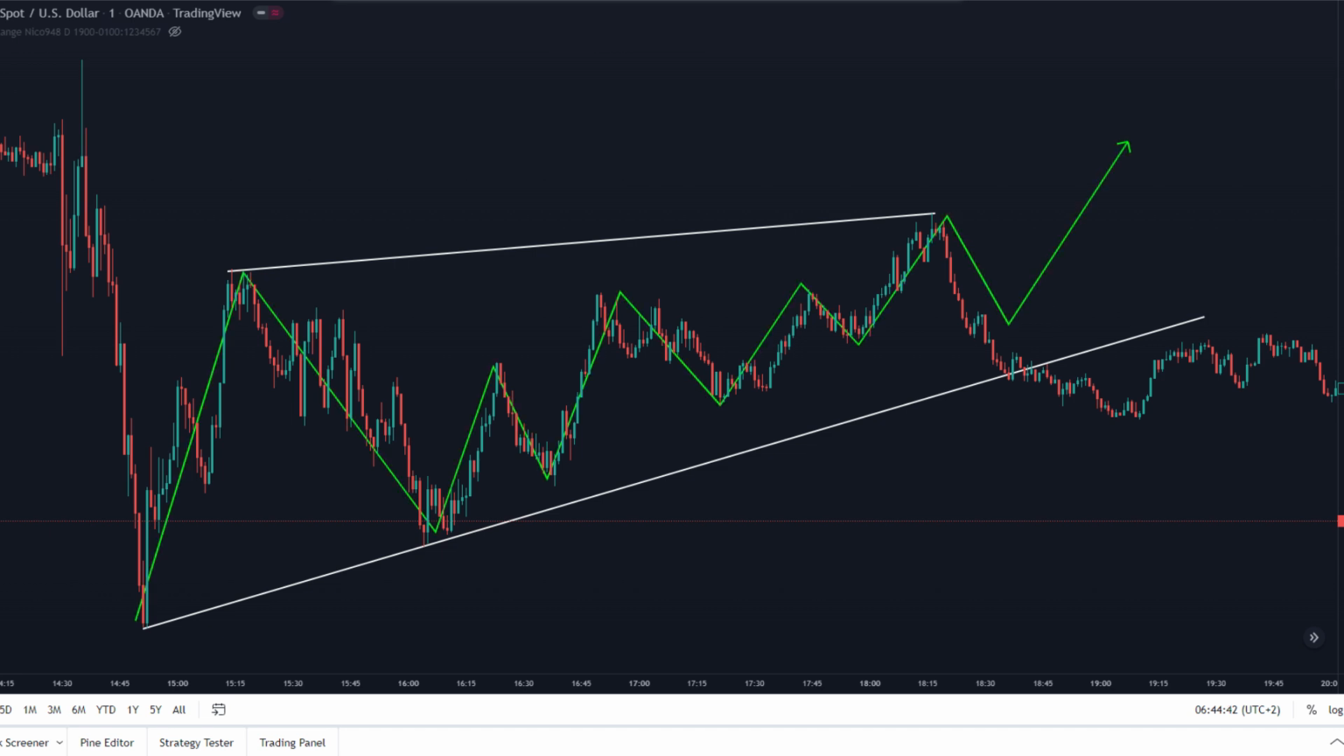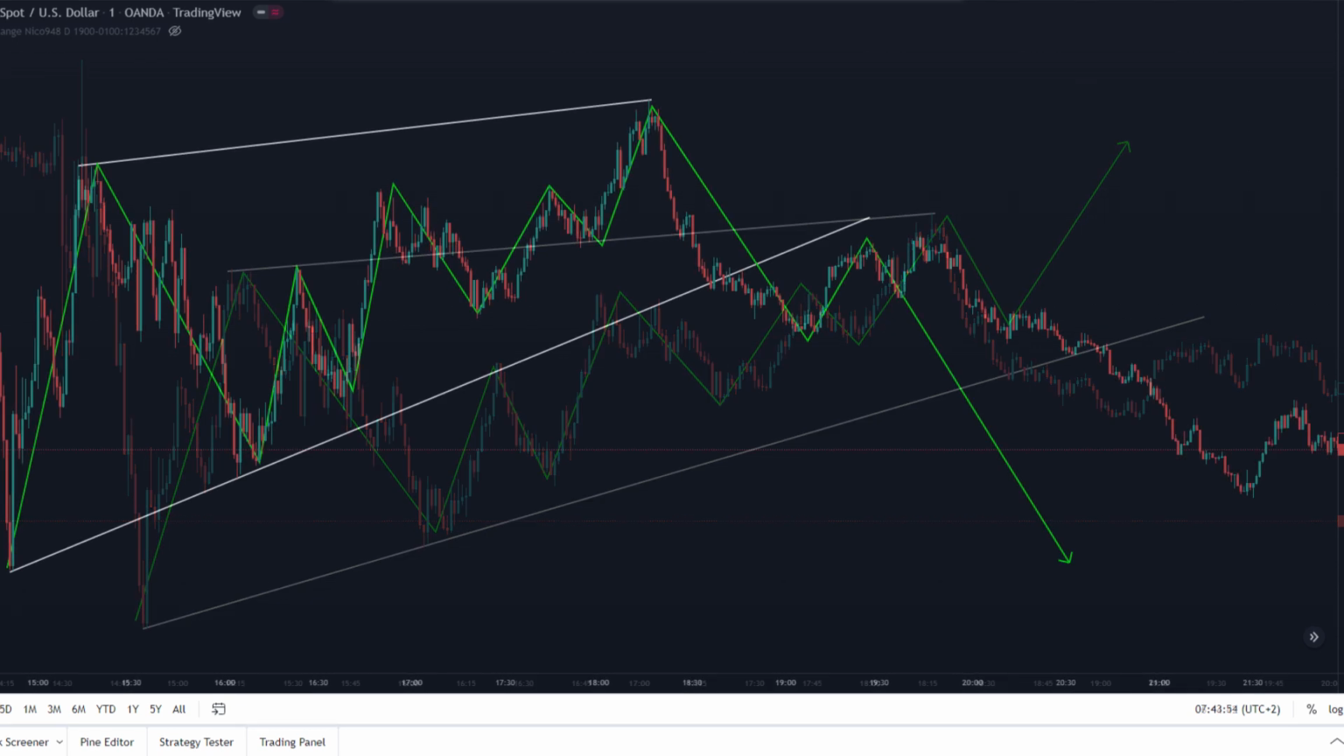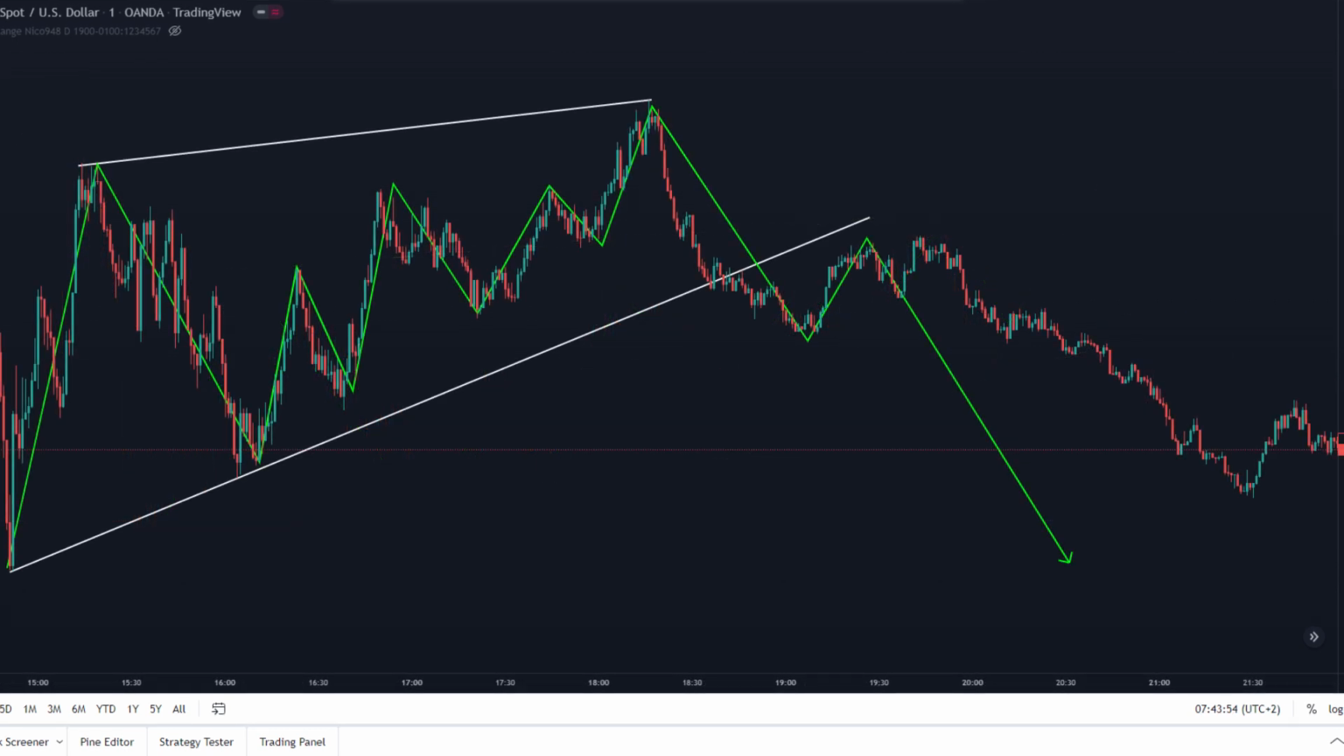Now by doing so we can identify if the trend has changed direction or not. From here we can clearly see that the market didn't make a new high. It just dropped lower, because the market is retesting the trend line.